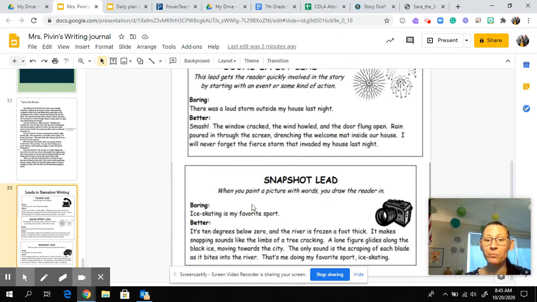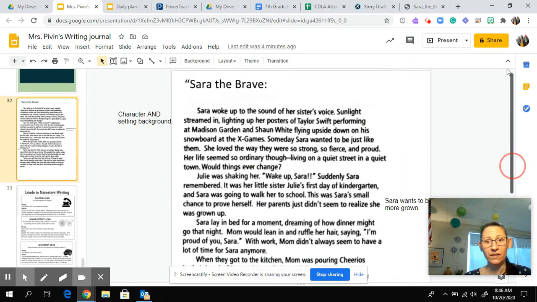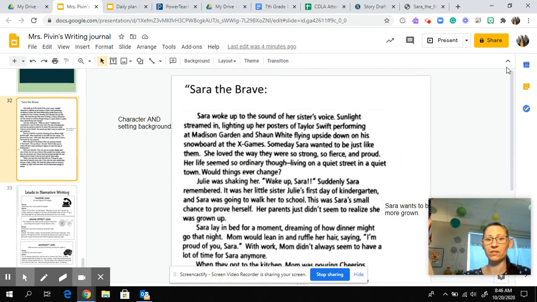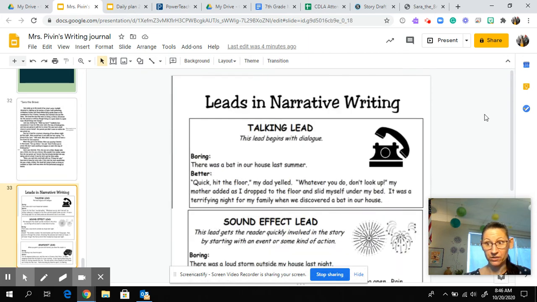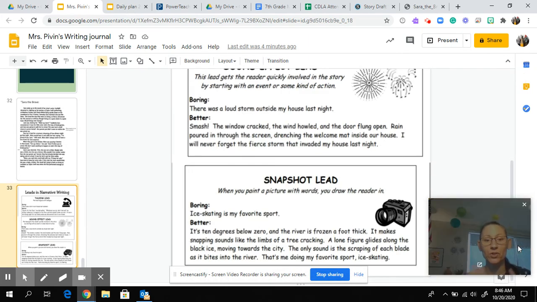Snapshot. This one is when you paint a picture in words. That's kind of what they did in Sarah the Brave. There was a description of the sunlight streaming in, the posters illuminated, Sarah laying there, and then a little bit of a connection to Sarah as a character. So this is where you describe in detail what's happening.